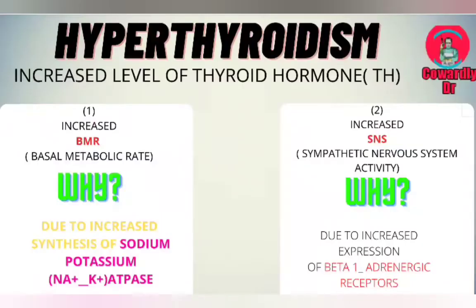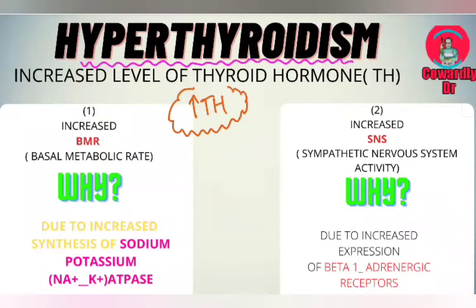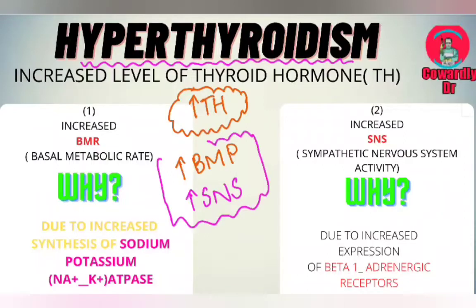Now we will discuss the main topic of today, which is hyperthyroidism. So what will happen in hyperthyroidism? First of all, the level of thyroid hormone, which is the main hormone of the thyroid, increases. Now there are two main things which we will notice. First of all, in hyperthyroidism there will be an increased basal metabolic rate, and there will be an increased sympathetic nervous system. These are the key points of hyperthyroidism.